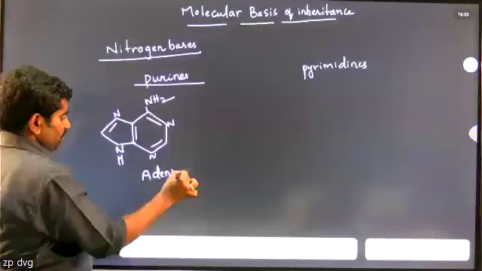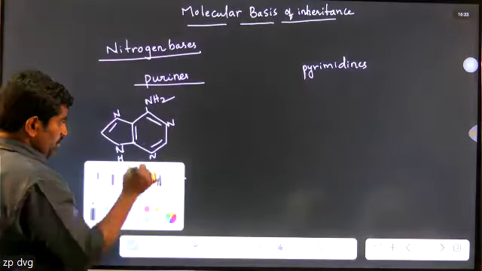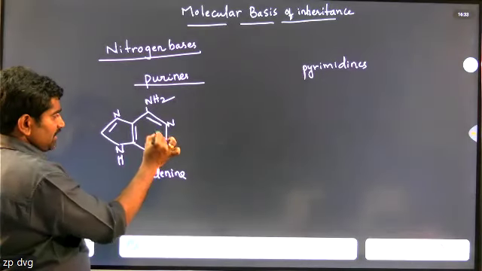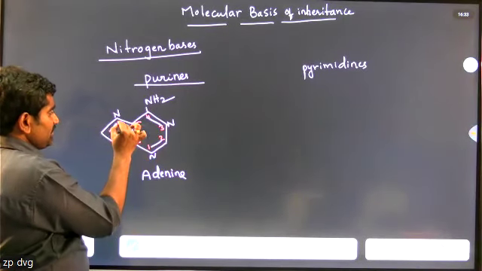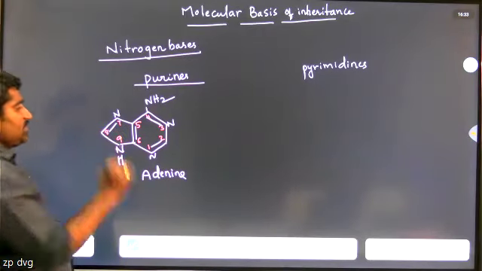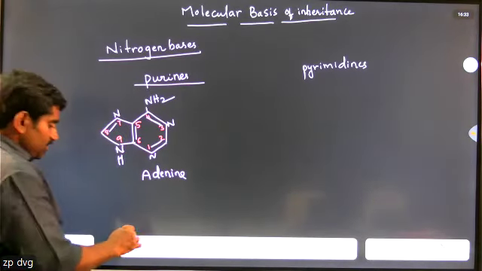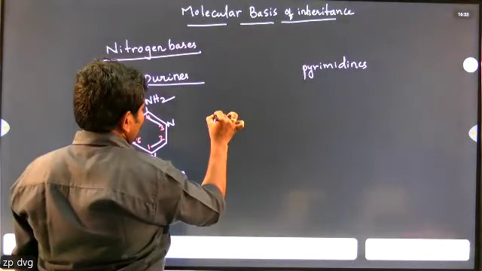In this adenine, if you observe, this is first, second, third, fourth, fifth, sixth place, seventh place, eighth place, ninth place. And next one, this is adenine and the second one is guanine.